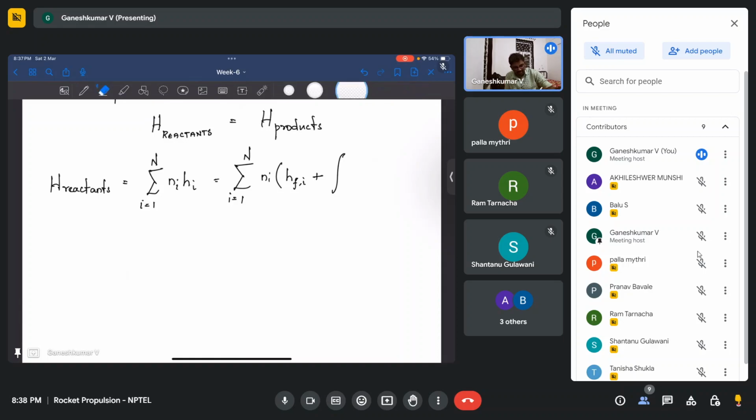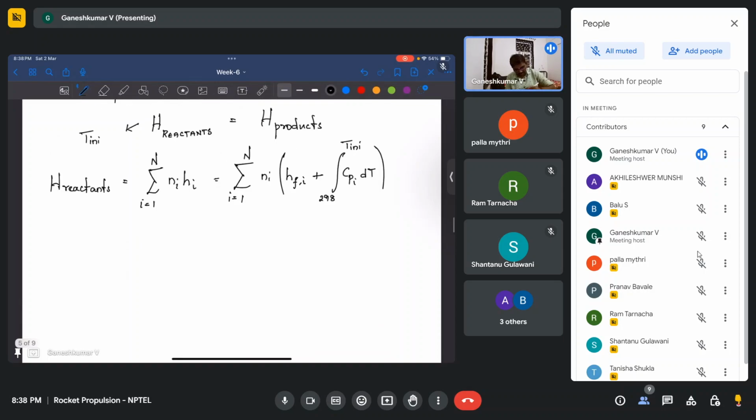Remember, Cp is not constant for all the species. Cp is going to be different, and it is also a function of temperature. And how will you find the enthalpy of reactants? It would be at some initial temperature, right? If it is at initial temperature, then the sensible enthalpy part is simply the integral from 298 Kelvin to T initial. This is how we define the total enthalpy itself.